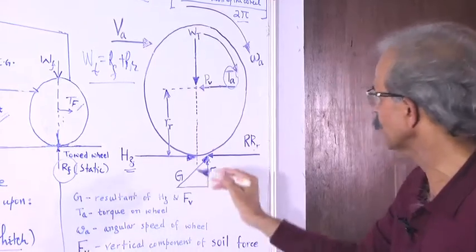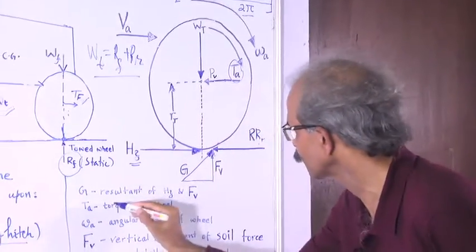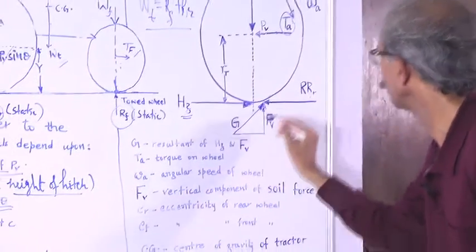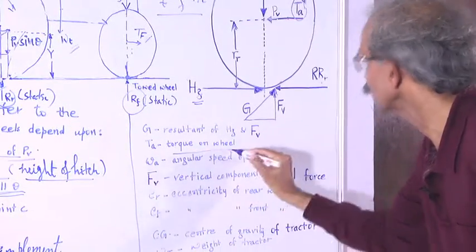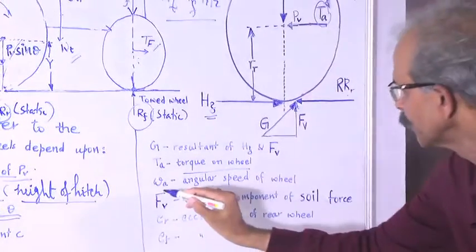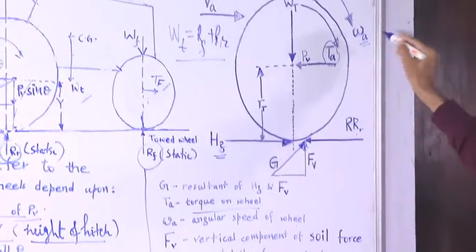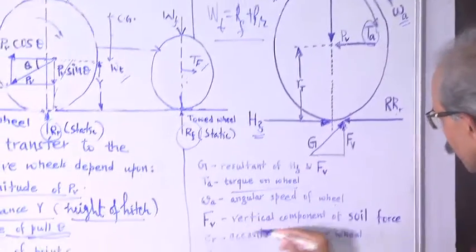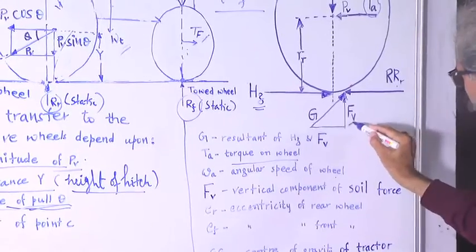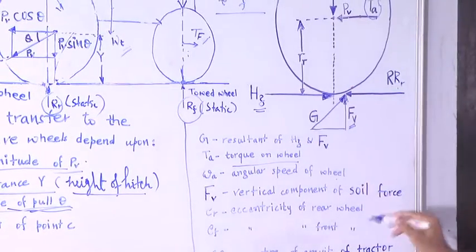Now, we can see the details of this particular. G is the resultant force of Hg and Fb here, Ta is the torque which is onto the wheel, then W omega is the angular speed of the wheel. This is the angular speed of the wheel which has been shown over here. PV is the vertical component of the soil force. This is the vertical component of the soil force which is shown over here.